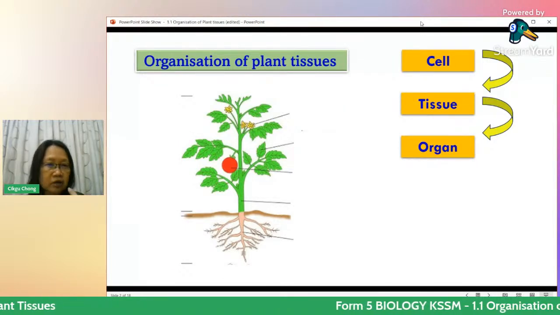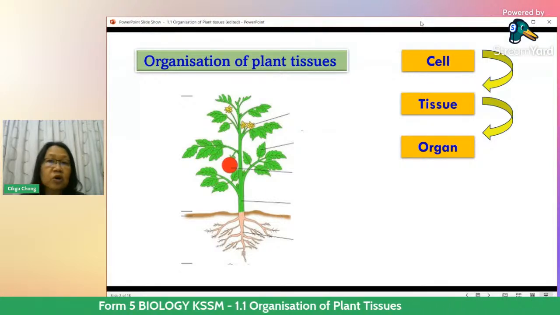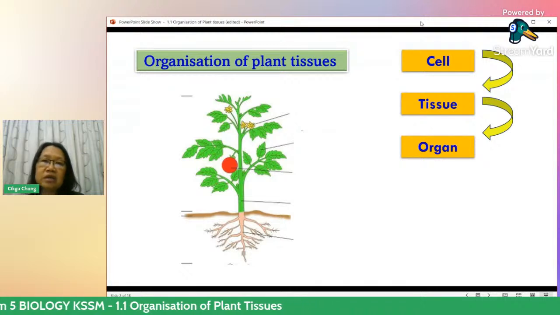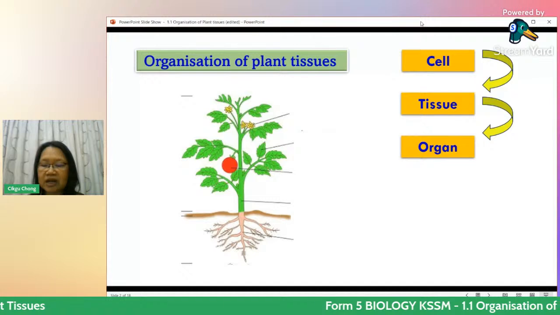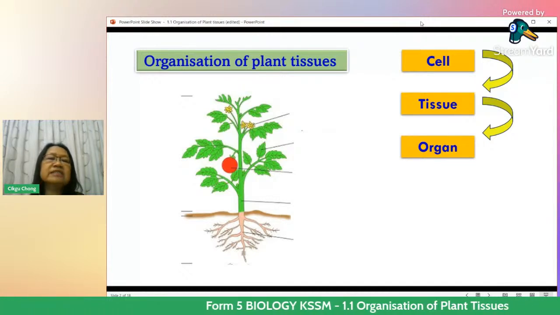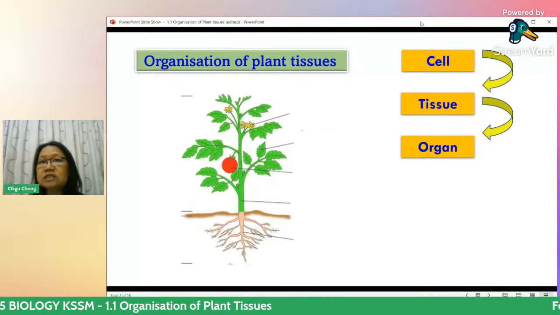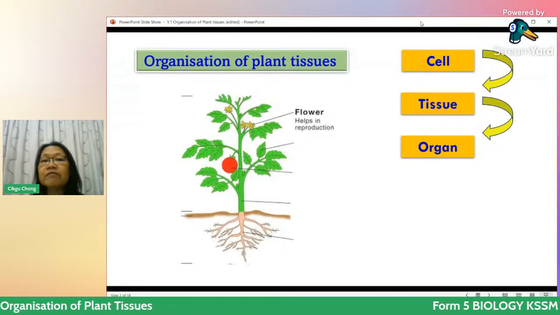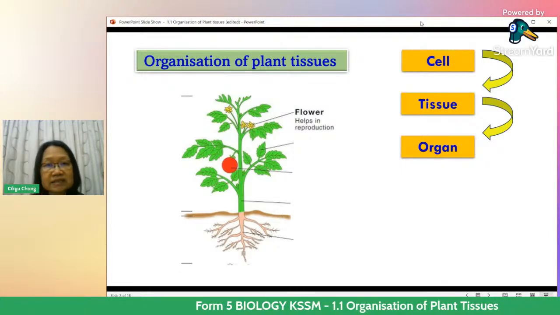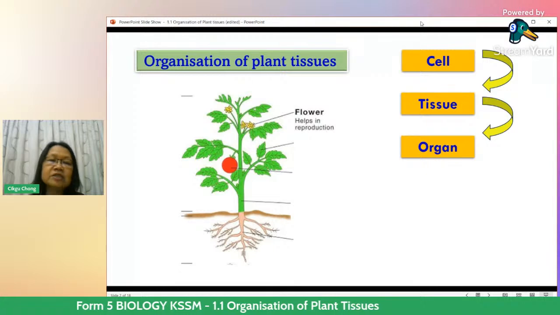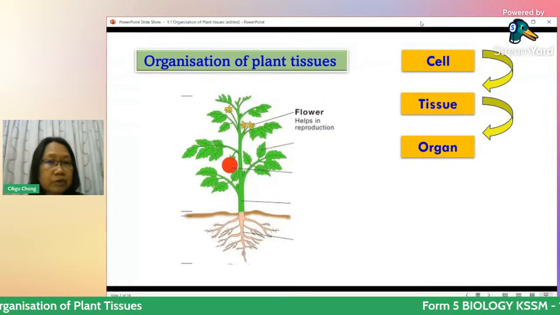Here our focus is on plants, so we're not going to talk about animals. We have already seen all that in Form 4. In Form 5, the main focus is on plants, from chapter 1 to chapter 7. Now let's look at examples of organs in a plant. What are the parts of the plant which you consider as organs? For example, the flower. The function of the flower is to produce the fruit first and then the seed, so it helps in reproduction. The organ plays a part in reproduction.